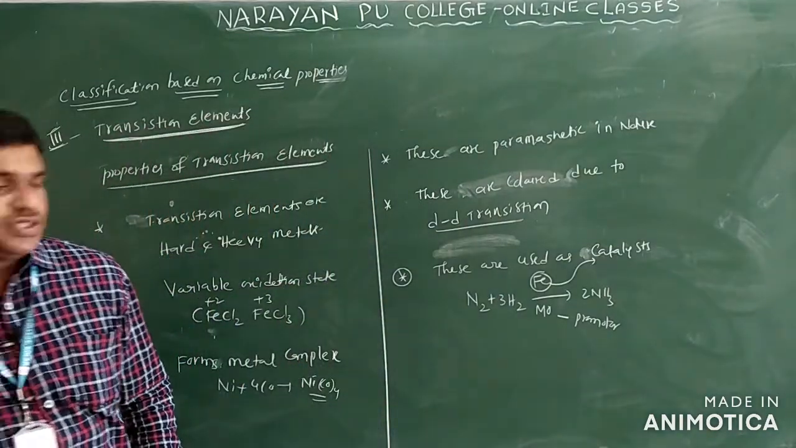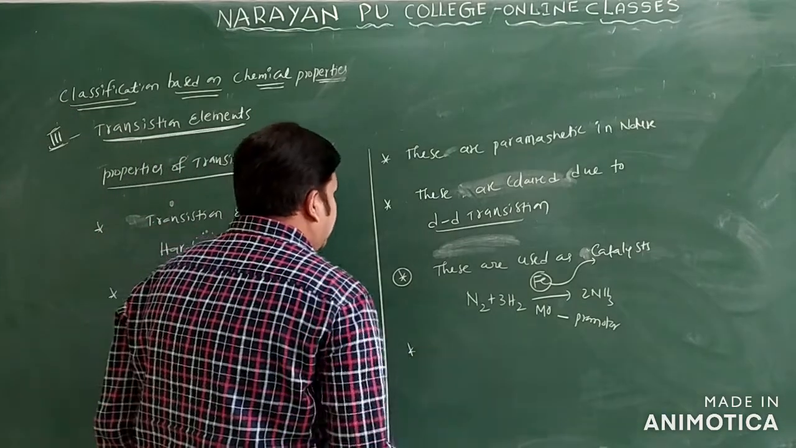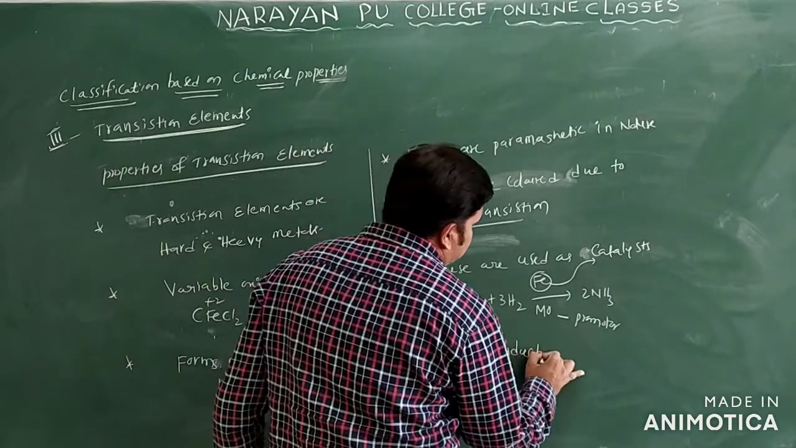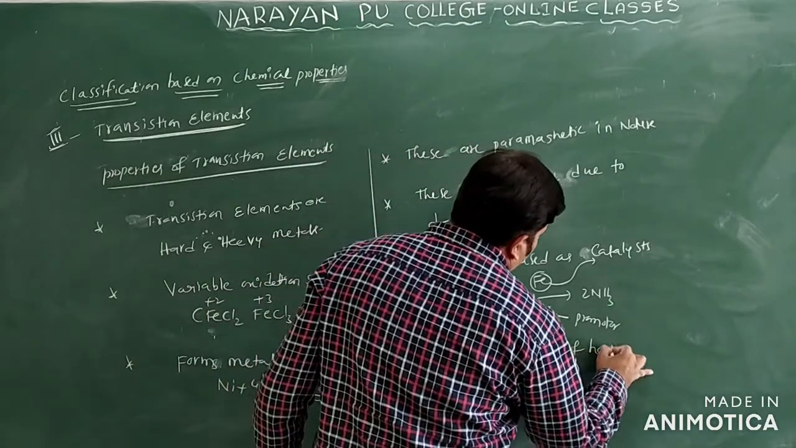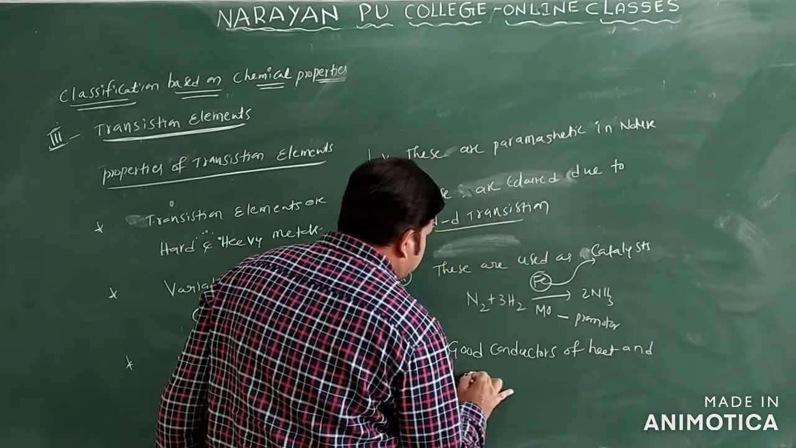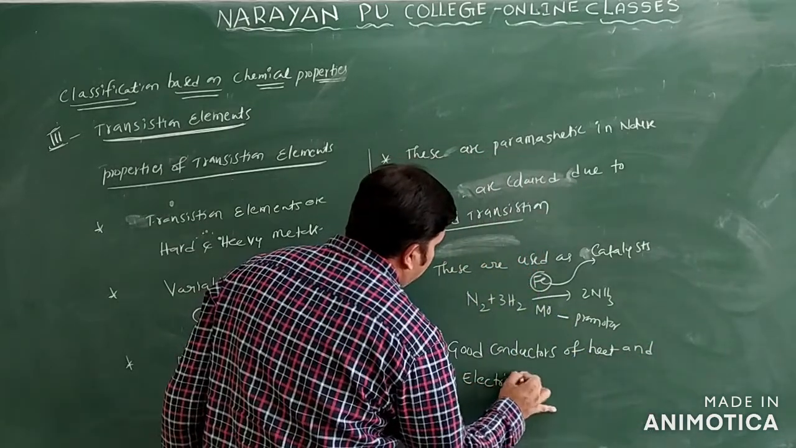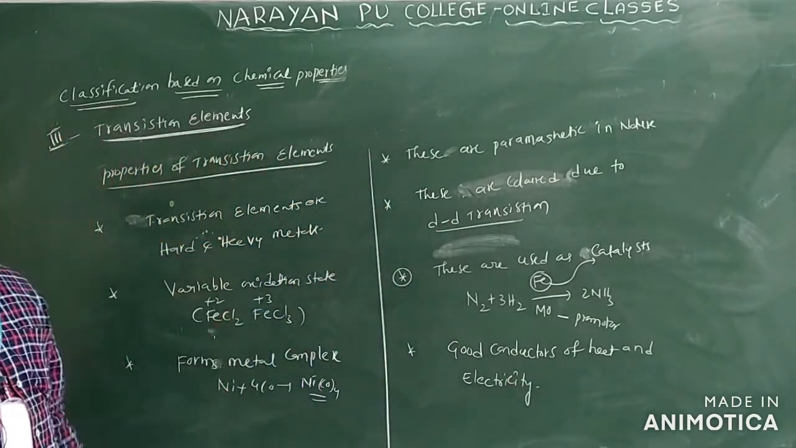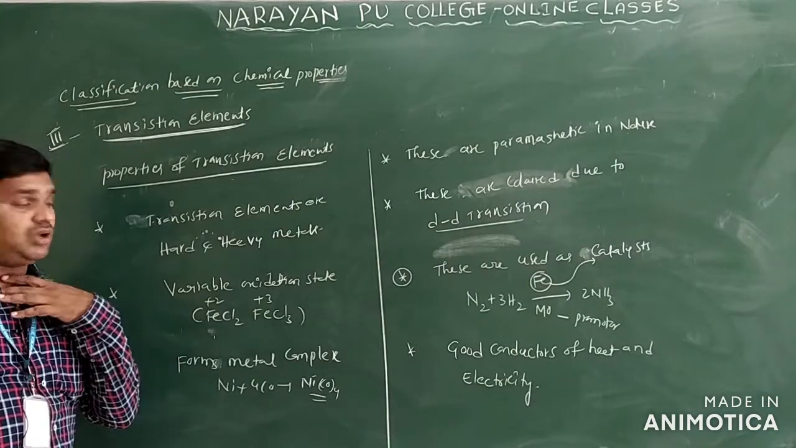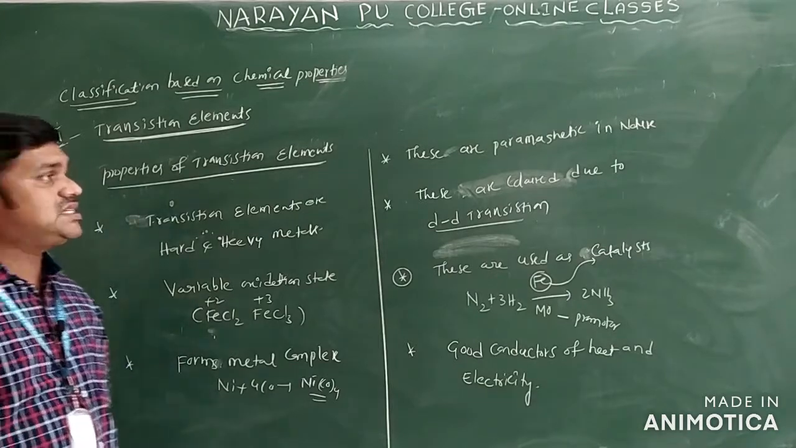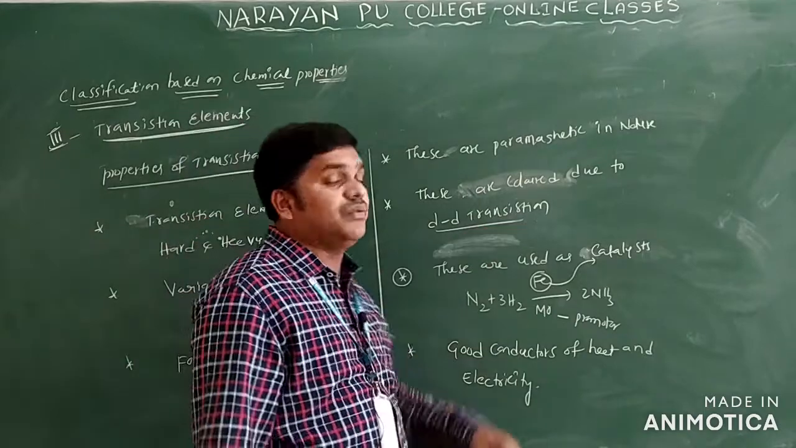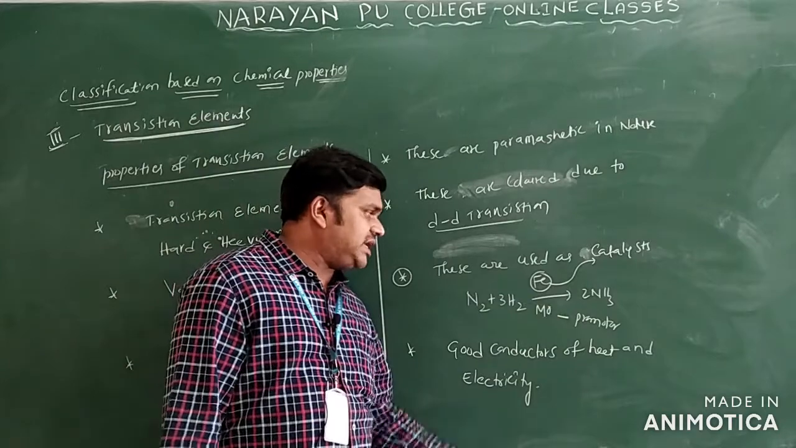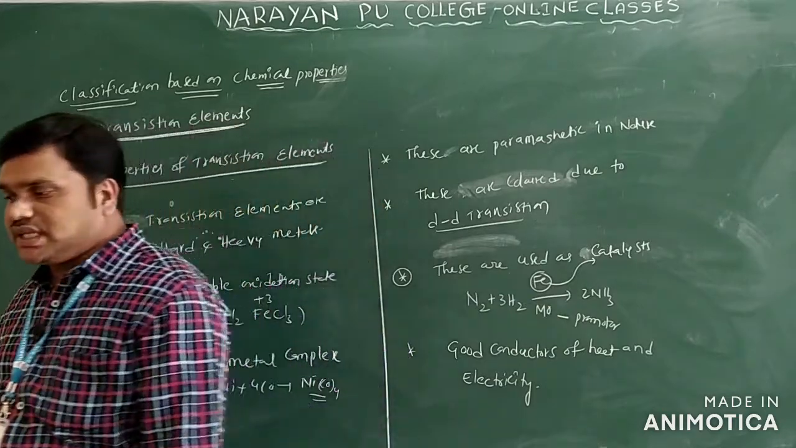So these are some of the properties of transition elements. These can act as good conductors of heat and electricity. So transition elements are hard and heavy metals. They will show variable oxidation state. They will form metal complexes. They are paramagnetic in nature. They will show some color due to d-d transitions. They are used as catalysts and they act as good conductors of heat and electricity.